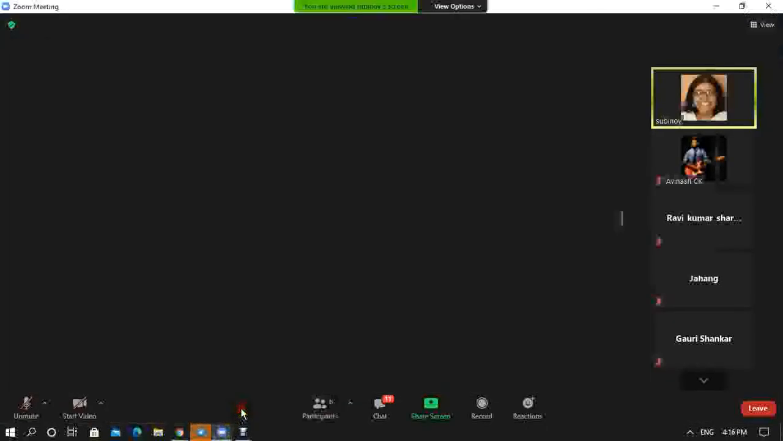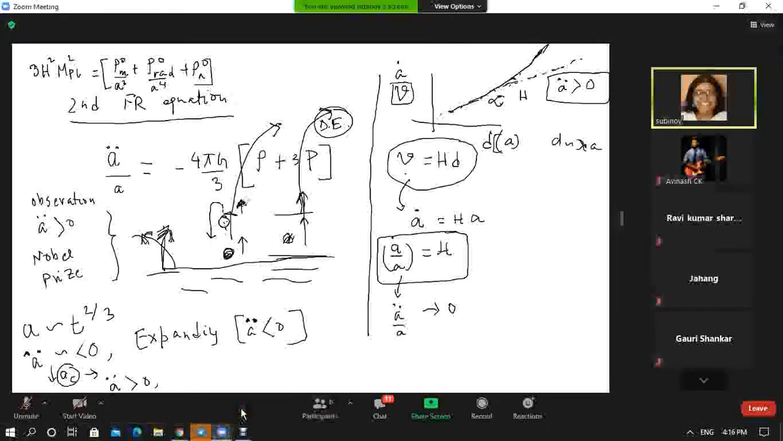So what is this that gives a repulsive gravity? Because attractive gravity will make it slow down, but you need a repulsive gravity. And that is dark energy. And how do we know that? That I'm going to do now. It's very easy.